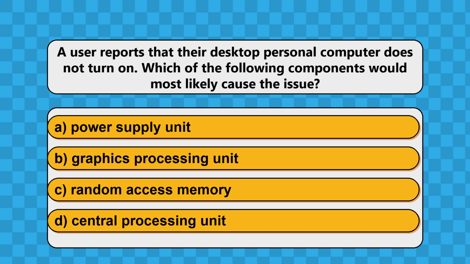Question 50. A user reports that their desktop personal computer does not turn on. Which of the following components would most likely cause the issue? Option A, power supply unit. Option B, graphics processing unit. Option C, random access memory. Option D, central processing unit. The correct answer is option A, power supply unit.